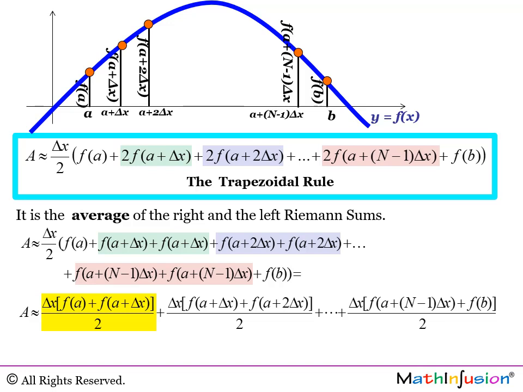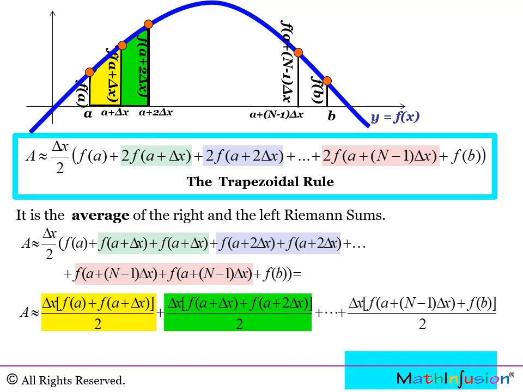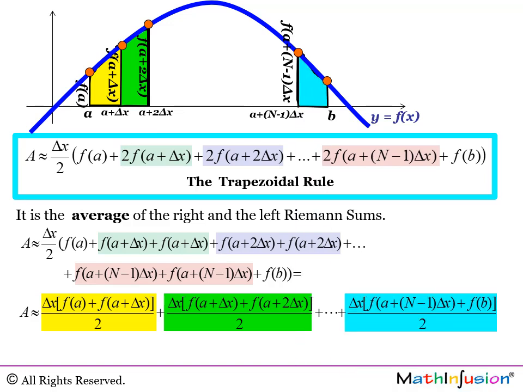What is this? This is exactly the area of this trapezoid. Let's see. The sum of the bases of this trapezoid is f(a) plus f(a plus delta x), and the height is delta x. And the area of a trapezoid is the sum of the bases times the height over 2. So indeed, this is the area of the first trapezoid. This is the area of the second trapezoid. And this is the area of the last one.